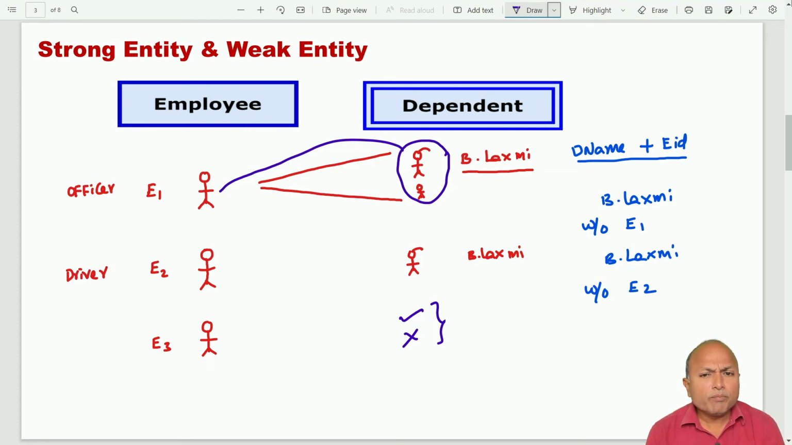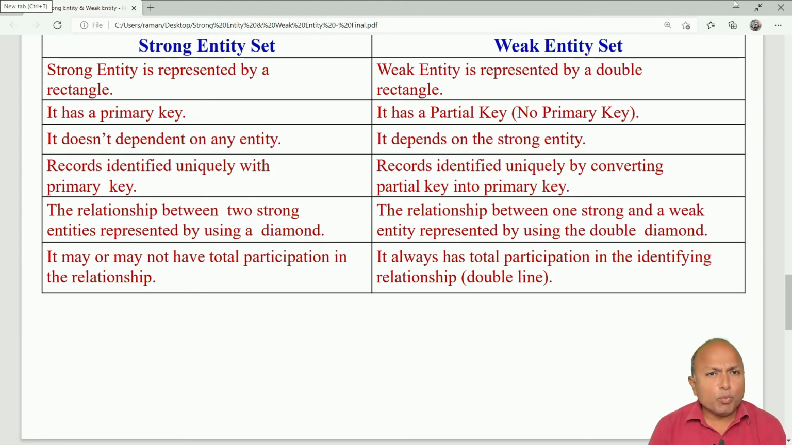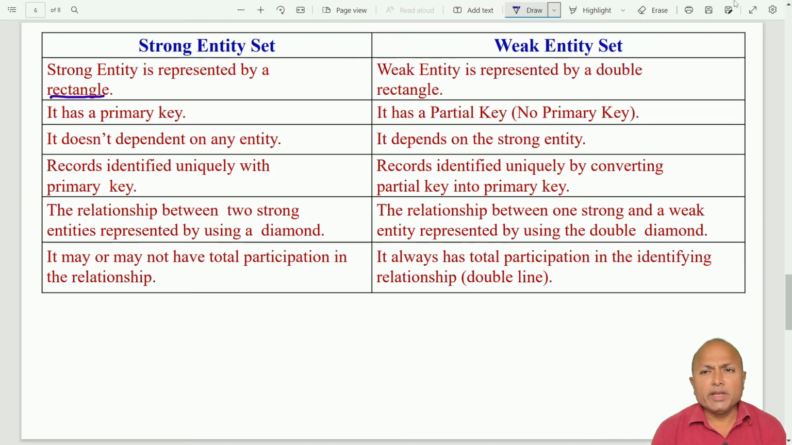So in this example, from the dependent side you can see they have a connection to employees. From the employee side, there are three employees, employee 1, employee 2, employee 3, but employee 3 doesn't have any dependents. So from the employee side there is partial participation, whereas from the dependent side there is full participation. Now we will summarize all the points related to strong entity and weak entity. A strong entity is represented with a rectangle, whereas a weak entity with a double rectangle. A strong entity has a primary key, whereas a weak entity doesn't have a primary key and has a partial key. That partial key we need to convert into the primary key. We saw the example of how to convert.